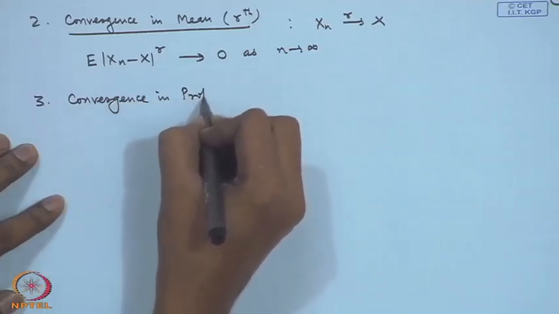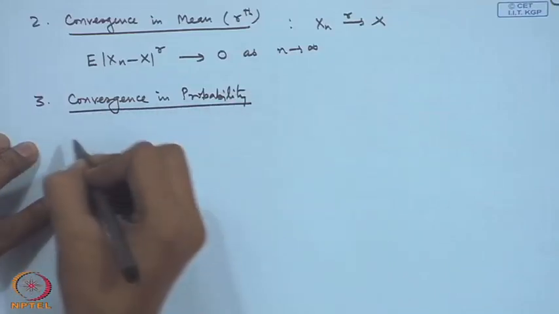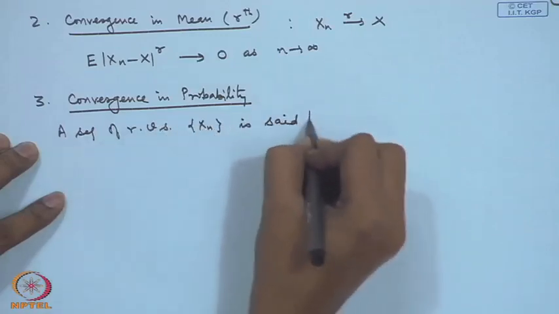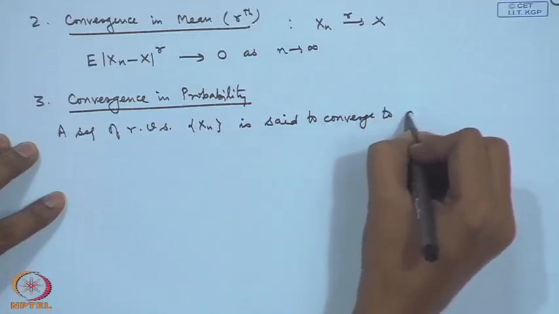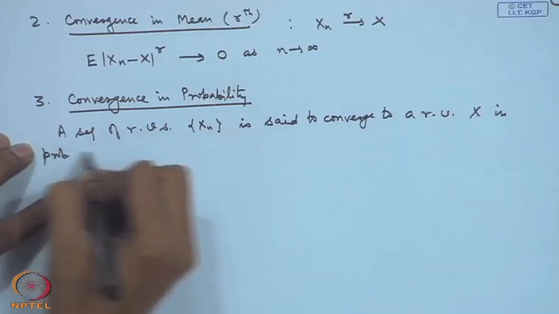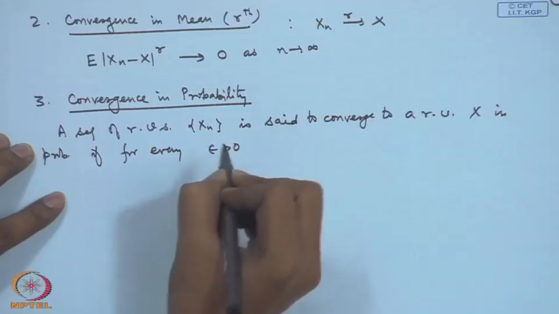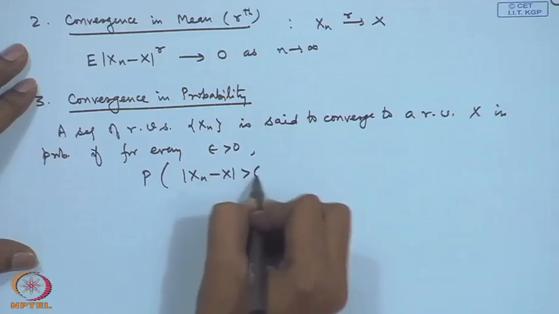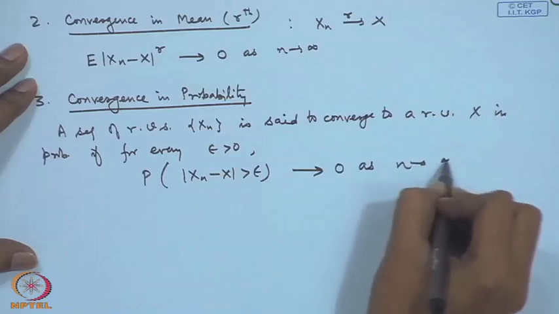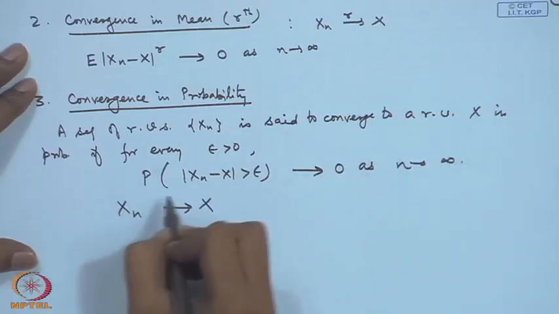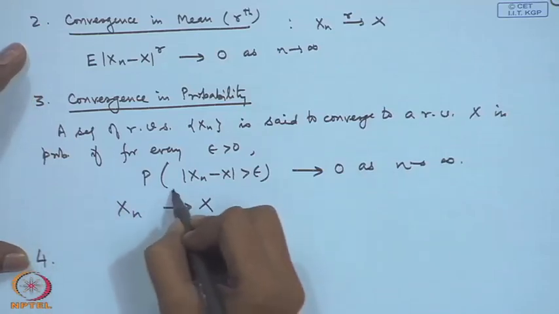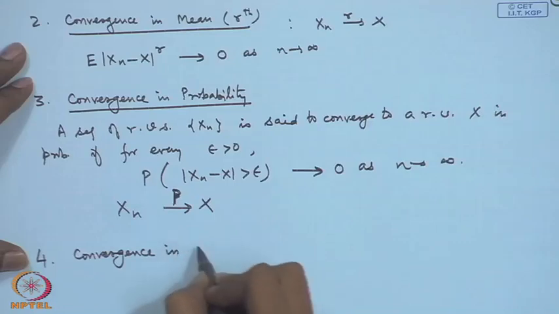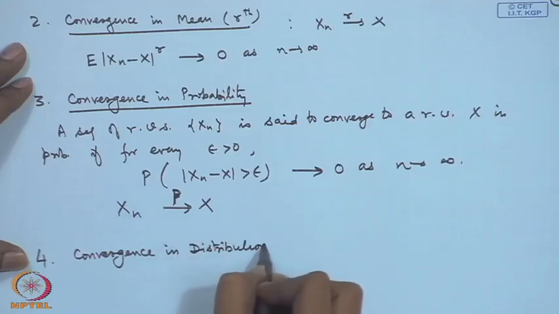in probability. Once again, a sequence of random variables x n is said to converge to a random variable x in probability, if for every epsilon greater than 0, the probability of modulus x n minus x greater than epsilon goes to 0 as n tends to infinity. We write in notational terms x n converges to x in probability, and sometimes capital P and sometimes small p is used. And the convergence in distribution, which we actually used in the central limit theorem, but let me formally write it, convergence in distribution, also called convergence in law.